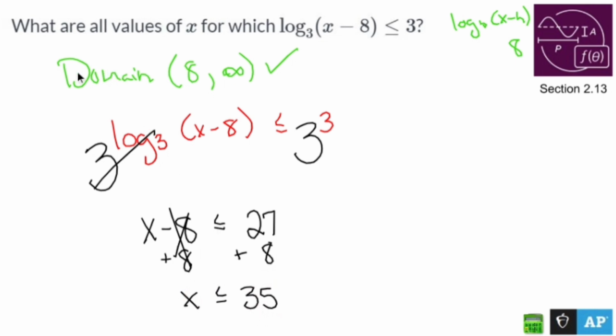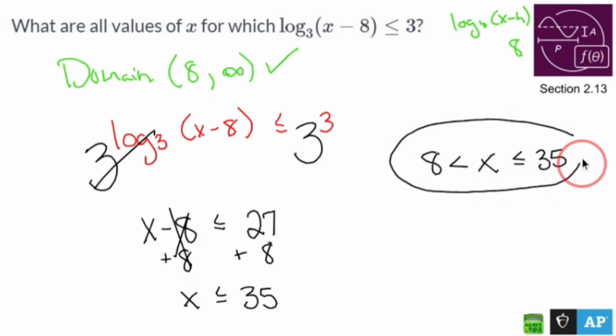So if my domain says that 8 is the smallest number that I'm allowed to plug in, and this says that 35, including 35, is the largest number that I can plug in, then my x values are going to be everything in between 8, not including 8, and 35, but including 35. So no calculator needed on this one.